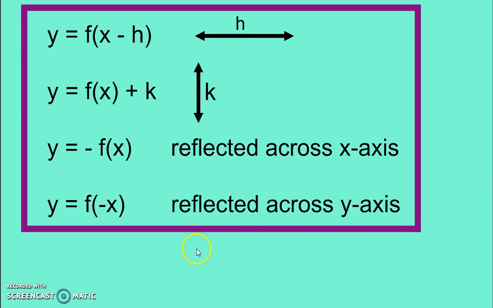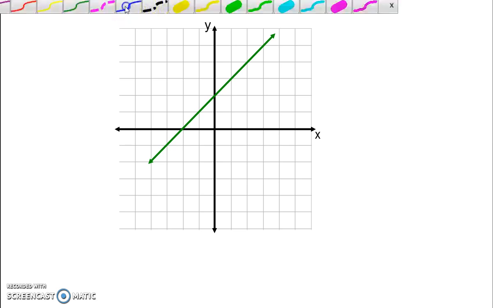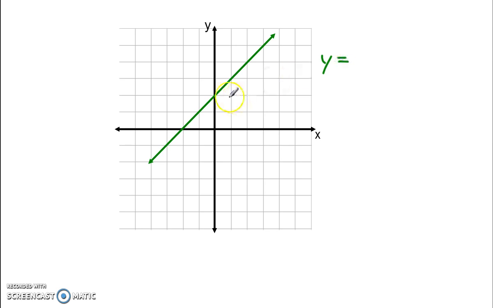I made you a little cheat sheet. It looks like this for horizontal translations, vertical translations, or reflections. All right, and in today's lesson, we are going to look at some transformations. What happens when we multiply? So here we have y equals x plus 2: the y-intercept is 2, and the slope is up 1 over 1.